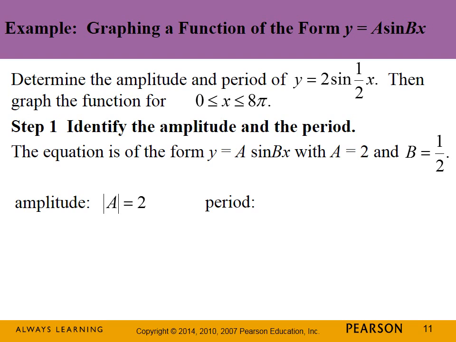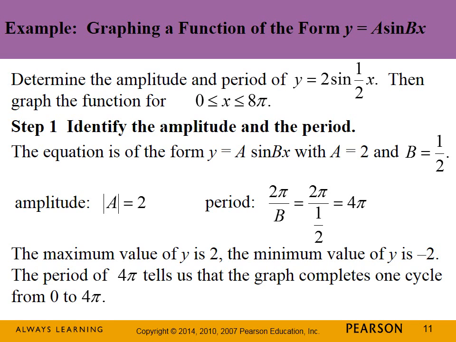The period is going to be 2 pi divided by b, which is 2 pi divided by 1/2, which is 4 pi. So it's going to take an interval of length 4 pi to see one complete cycle of the graph. So the maximum value of y is 2, the minimum value of y is -2. That comes from the amplitude.